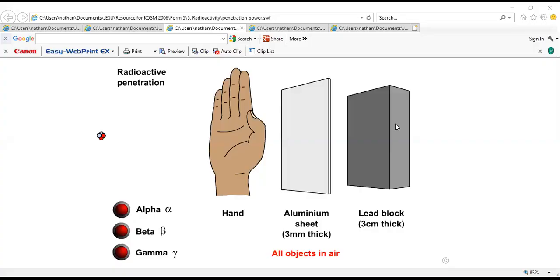So that's why, usually when we want to make a container to keep radioactive material, we use lead. Because if the lead is thick enough, it can block gamma ray. So we use lead to keep or to store radioactive material.